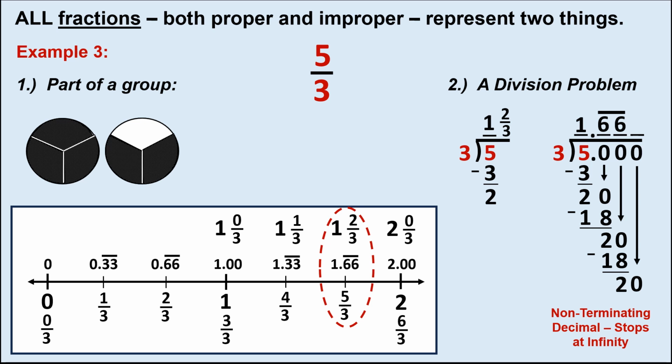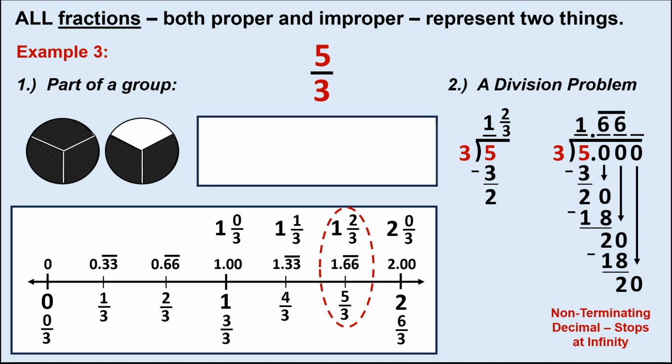1.66, 1 2/3, and 5/3 all occupy the same point on the number line. Let's write the equivalency. 5/3 is equal to 1.66, which is equal to 1 2/3. As in the previous examples, a teacher can show the students the part of the group solution on a number line. It's a little more complicated, but it works.